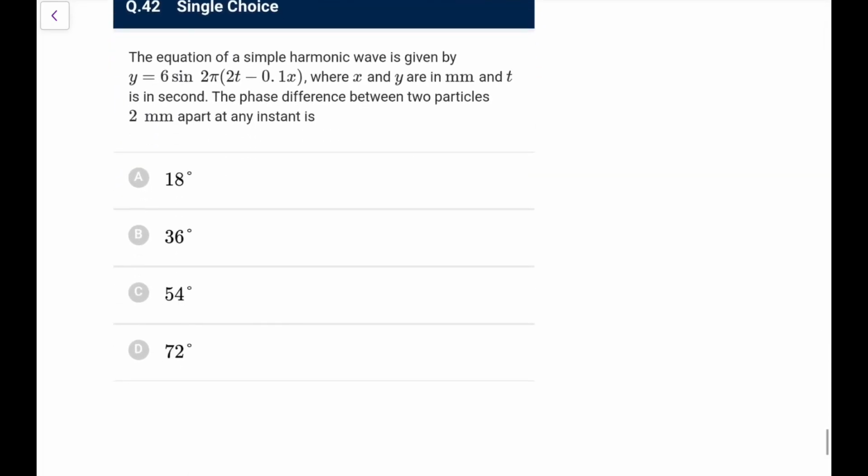Next one, equation of SHM is given by this. Okay, this is actually equation of wave. The phase difference between two particles 2 mm apart. So with respect to delta x, you always write delta phi is equal to k delta x. So what is k here? 2 pi into 0.1, that you can write as 0.2 pi, and delta x is 2 mm, 2 into 10 to the power minus 3.